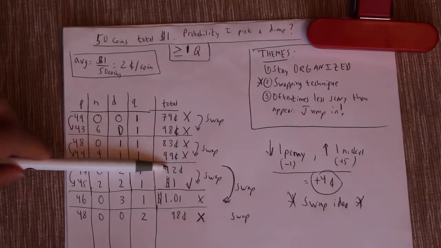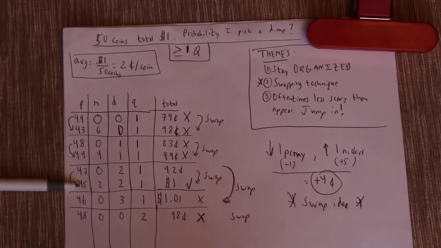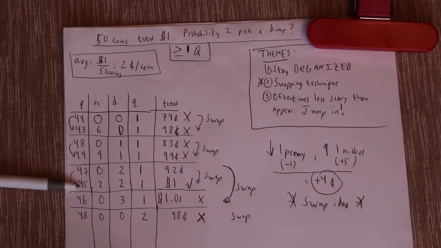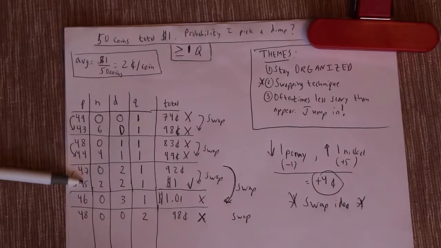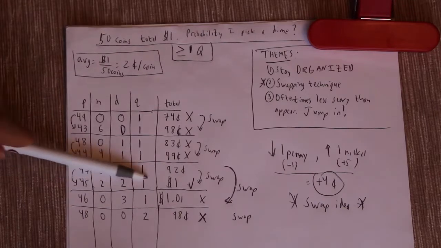So 8 is divisible by 4, so we know that 8 divided by 4 is 2, so that's why I'm not going to even try 46, I'm going to go straight to 45. That's the whole brilliance of the swap technique. So this goes down by 2, this goes up by 2, and voila, we get exactly $1 if you add up the value of all these coins.